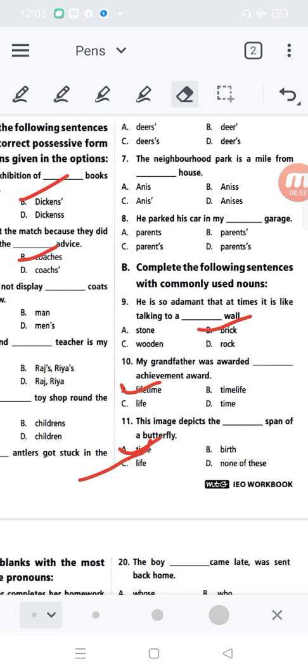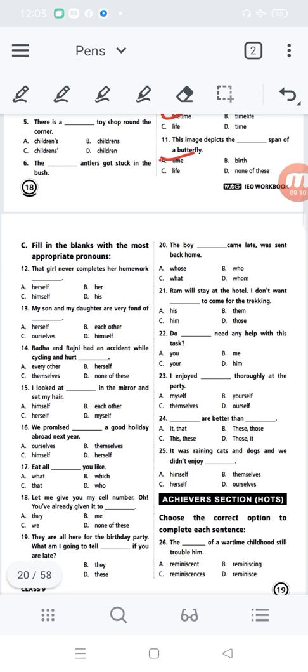Next we'll take C number. Fill in the blanks with the most appropriate pronouns. So you should first know what pronouns are. A pronoun is a word that can function, just make a note, as a noun or a noun phrase used by itself, or you could say it is used instead of a noun or noun phrase.